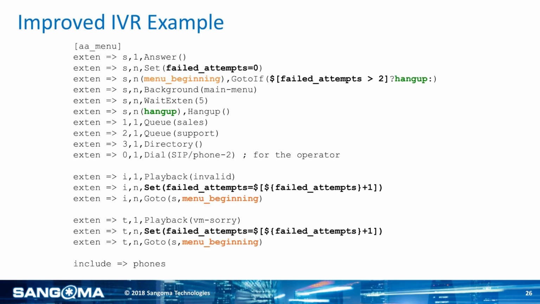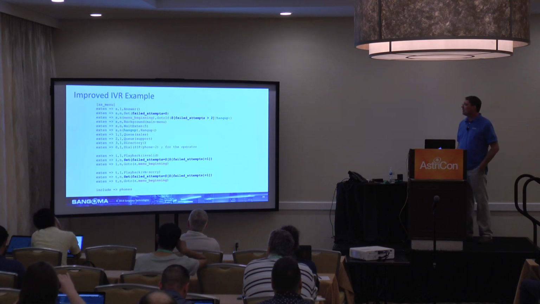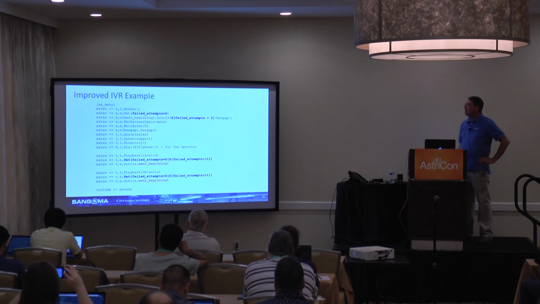So with these goToIfs and incrementing variables, we can improve the IVR we had a little bit ago, where we give it a failed attempts variable. Then we have the menu beginning. If failed attempts is greater than 2, we're just going to go to hang up, which is right down below our wait extension, which is what you were asking about earlier. Why was that hang up there, and would it ever get there? Well, now it will, because we gave it a label, and we're going to explicitly go to that extension if failed attempts is greater than 2.